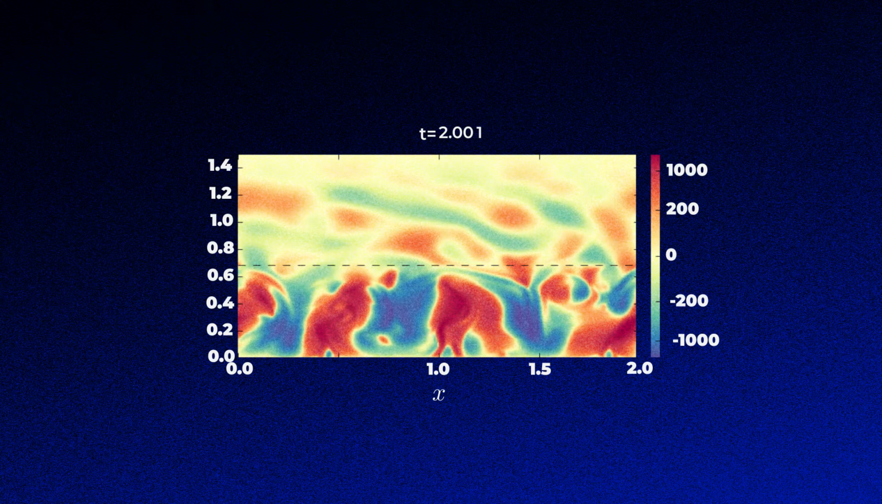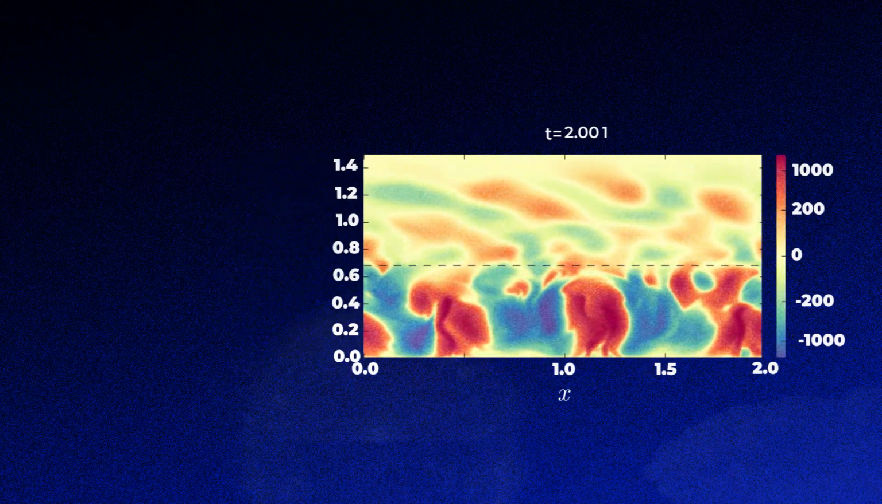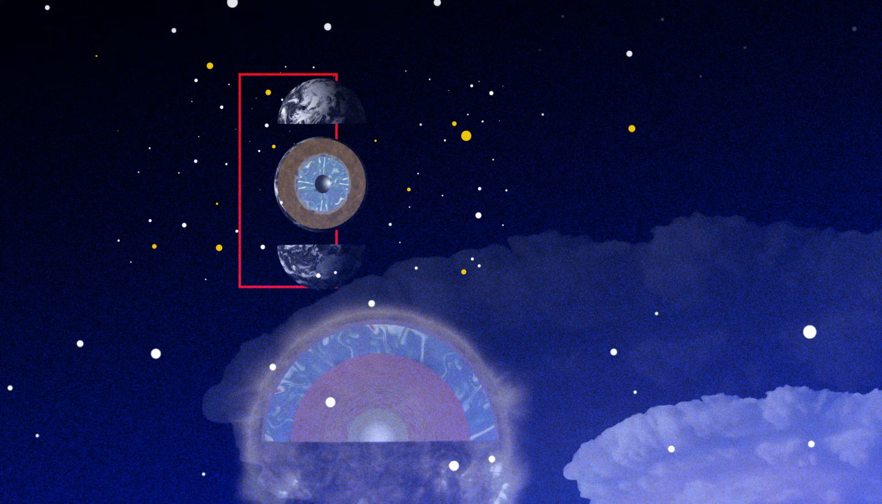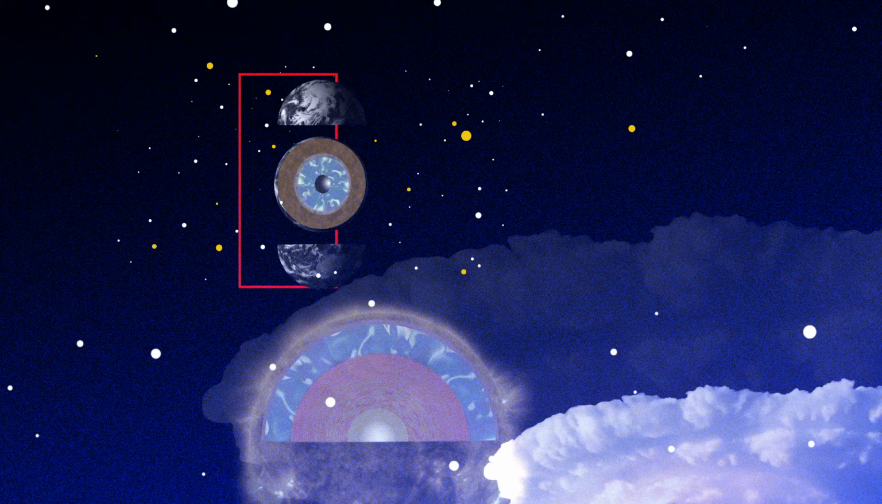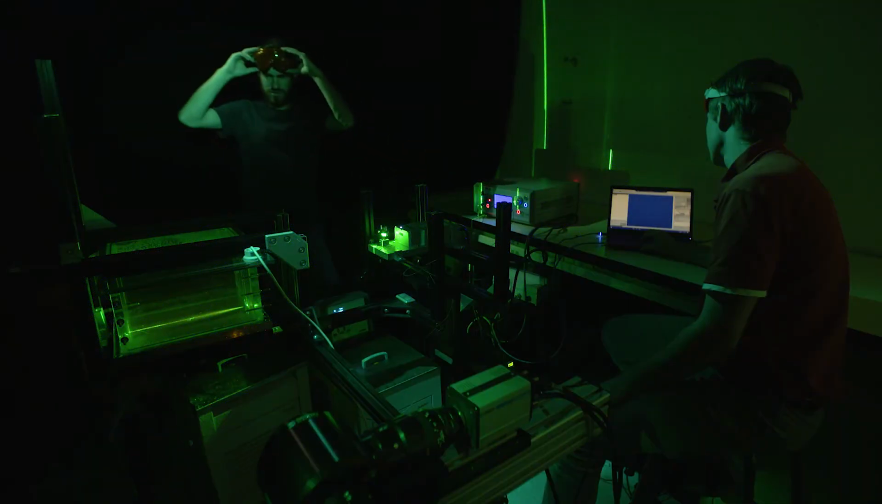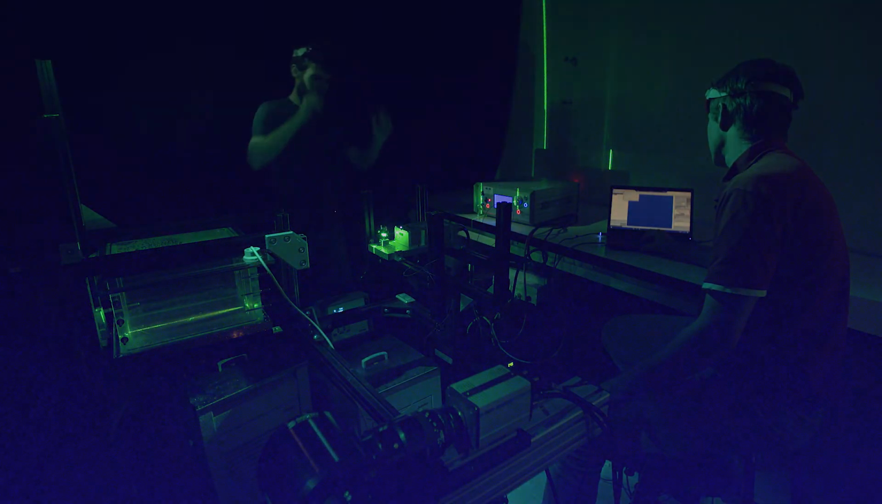Our results improve our understanding of the dynamics of the Earth's core and atmosphere, and even stellar interiors. The impact of rotation or magnetic fields, along with the mechanism responsible for wave generation, are currently being studied.